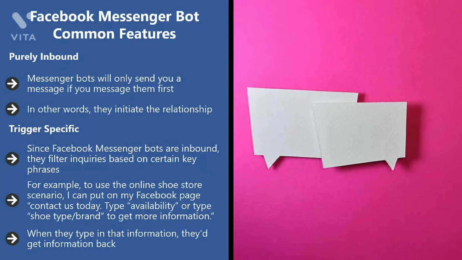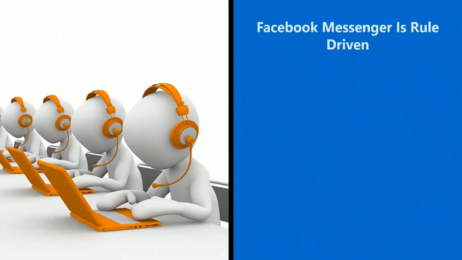If they type the wrong information and it doesn't prompt the right feedback, I can put a generic catch-all message that notifies them that I read all engagements, and once regular business hours resume, I will get in touch with them through Facebook Messenger.